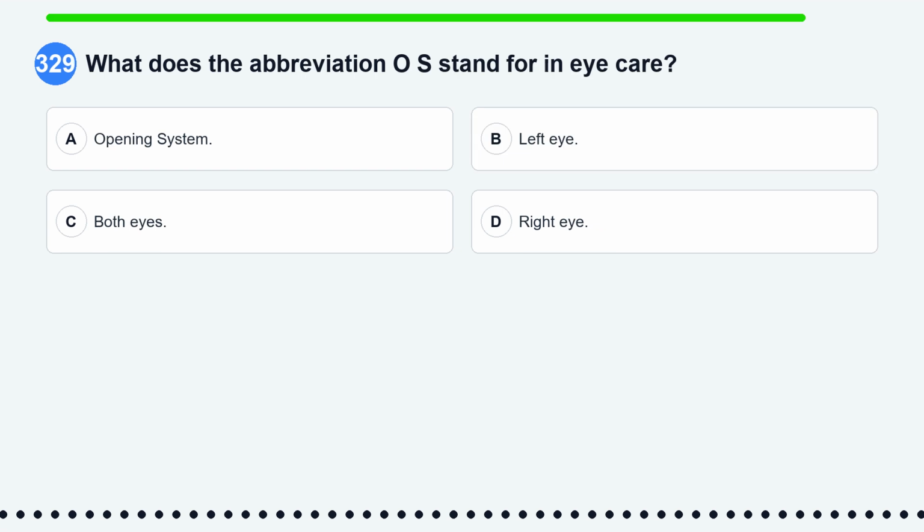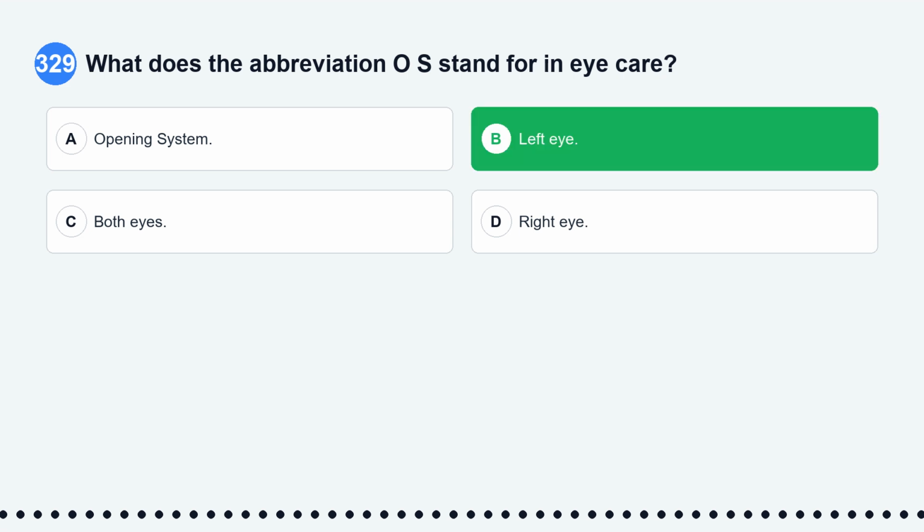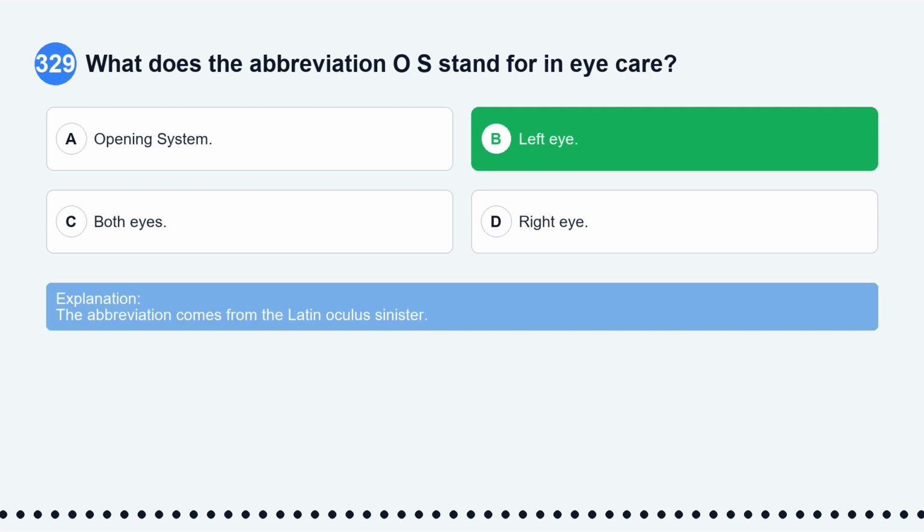Question 329. What does the abbreviation OS stand for in eye care? Option A, opening system. Option B, left eye. Option C, both eyes. Option D, right eye. The correct answer is option B, left eye. The abbreviation comes from the Latin oculus sinister.